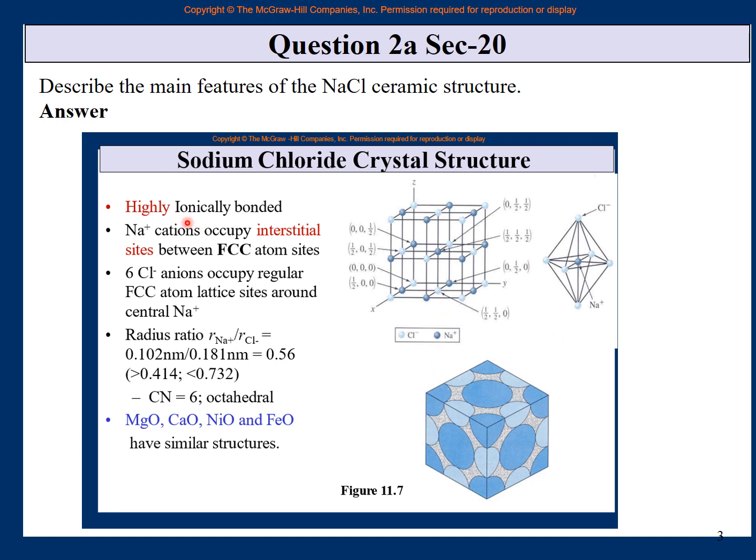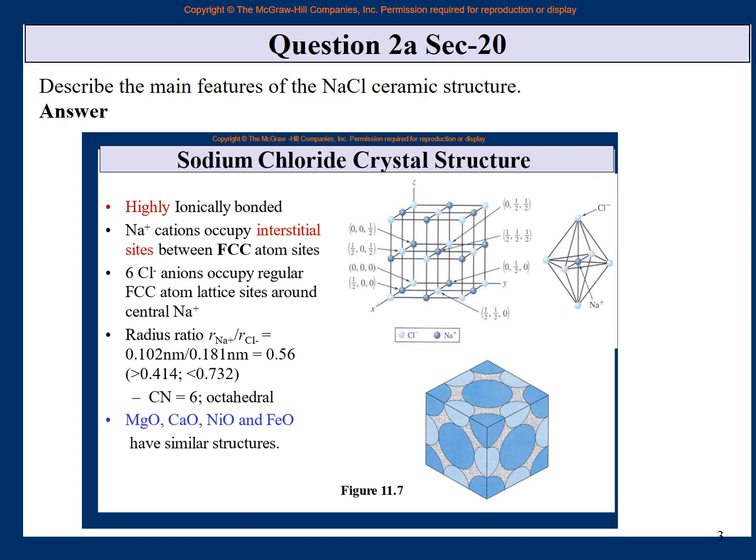But the main thing is that it is highly ionically bonded. The sodium atoms occupy the interstitial sites, and the other atoms are FCC type, right? The radius ratio is such that the coordination number is 6. So it is octahedral in character, and there are some other materials which have the same structure. So reproduce as much of this information as you can during the quiz.